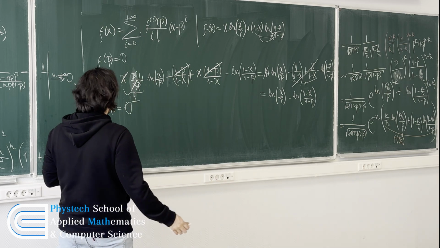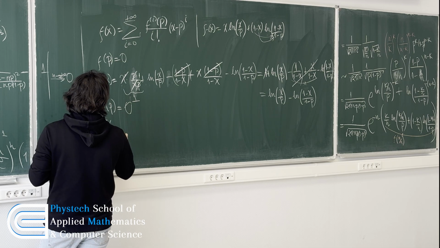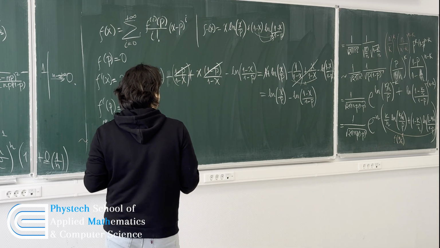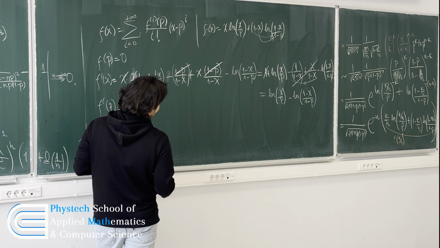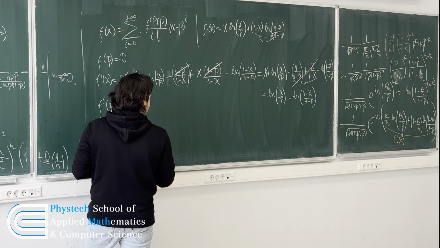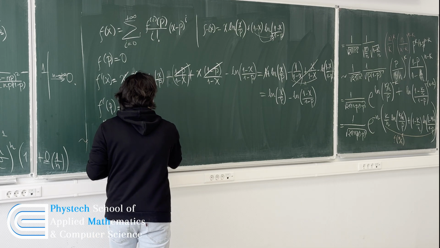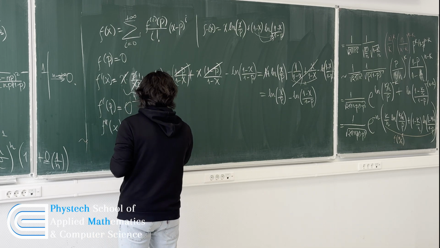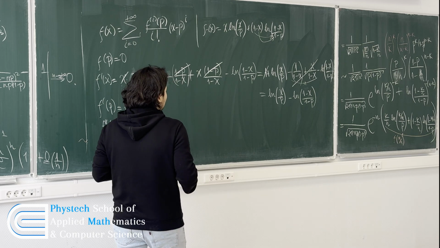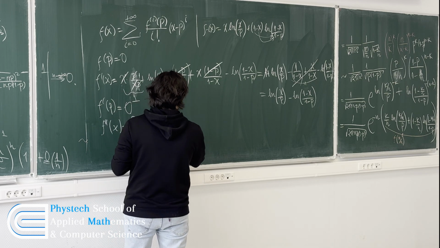Do you all agree? Okay. Now let's find the second derivative at the point x. So again, we have p divided by x multiplied by 1 divided by p, minus (1 minus p) divided by (1 minus x) multiplied by the derivative, which is minus 1 plus 1 minus p.